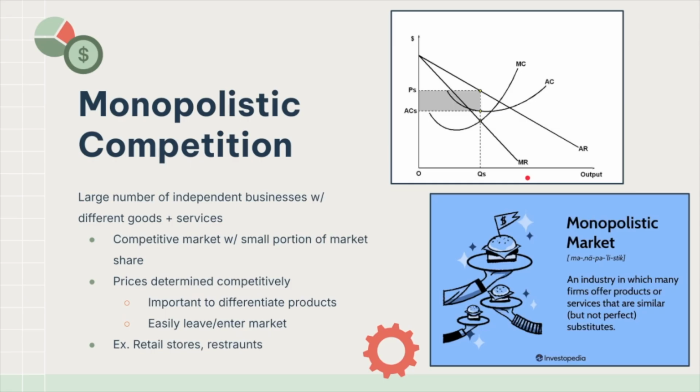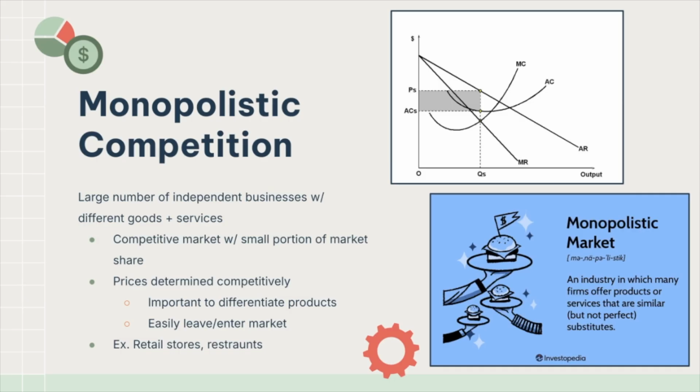So next, moving on to monopolistic competition. This is where there are a large number of independent businesses with different goods and services. So if you remember with the previous perfect competition, it's a very similar concept, except in perfect competition, there are identical goods and services, and in monopolistic competition, there are different goods and services. There's a competitive market with each business controlling a small portion of the market share, meaning that each business has to find a way to differentiate themselves. And one way that they do it is through prices, where prices are determined competitively.